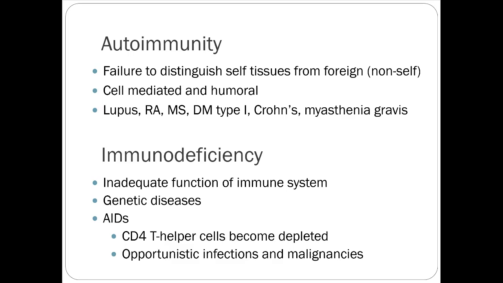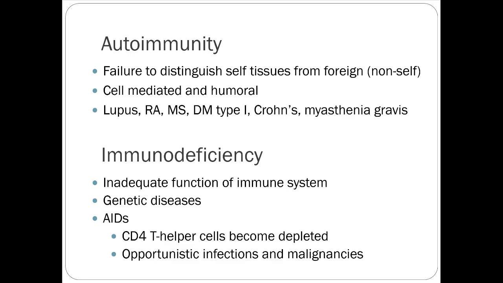Autoimmunity, so failure to distinguish self-tissues from foreign. It's both cell-mediated and humoral. Here's some examples of things: lupus, rheumatoid arthritis, MS, diabetes type 1, Crohn's, myasthenia gravis, just as a couple examples. We're going to talk about some of these in a lot of detail. Specifically, next semester, we'll talk about RA, diabetes, and Crohn's.